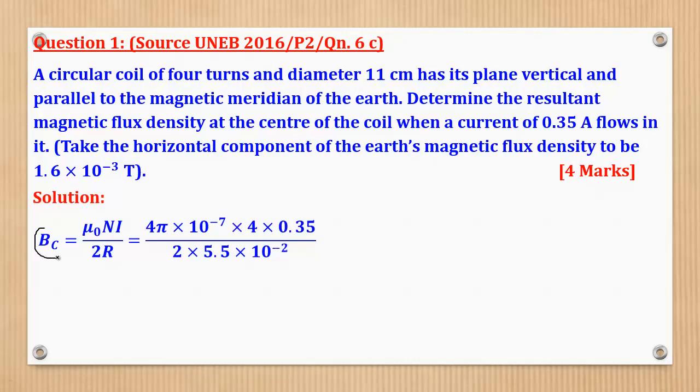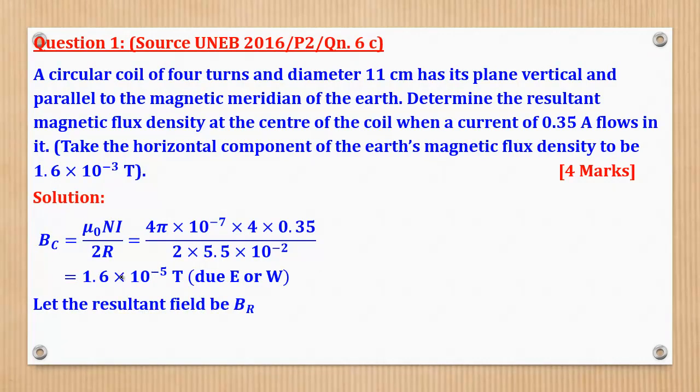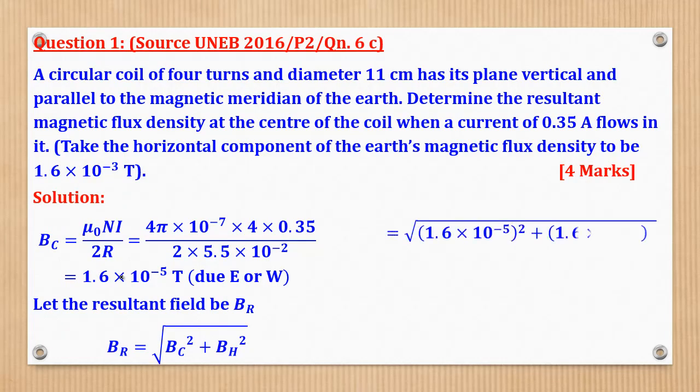So the flux density due to this circular coil is given by this. Substitute the constant, number of turns, current, and radius. That gives you the flux density as that. If BR is the resultant flux density, then you shall use Pythagoras theorem to come up with the resultant they want.